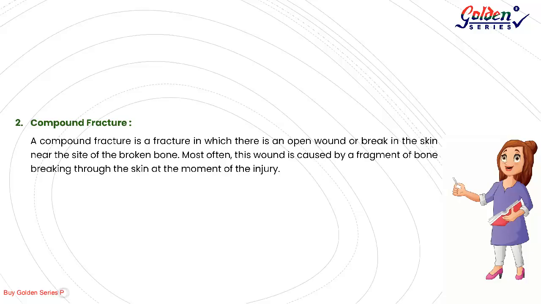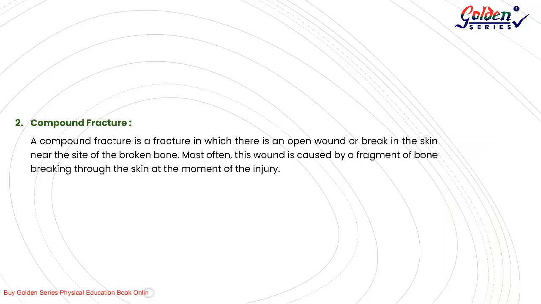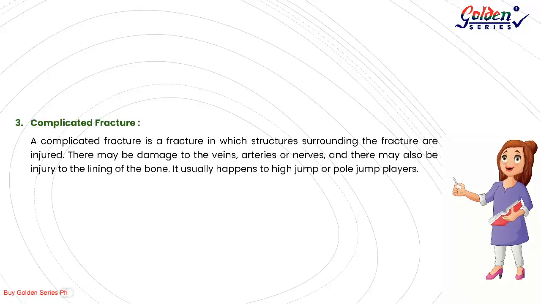Number 2. Compound fracture. A compound fracture is a fracture in which there is an open wound or break in the skin near the site of the broken bone. Most often, this wound is caused by a fragment of bone breaking through the skin at the moment of the injury. Number 3. Complicated fracture.